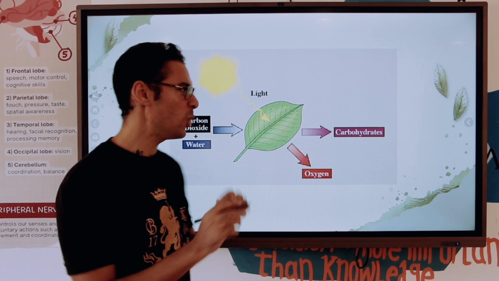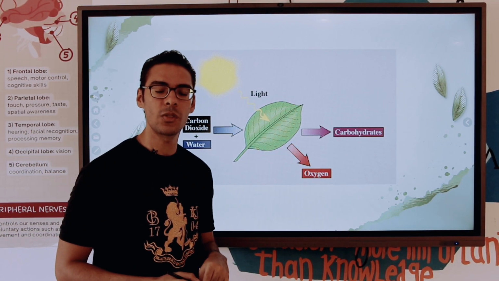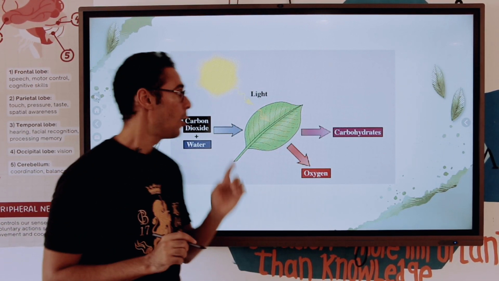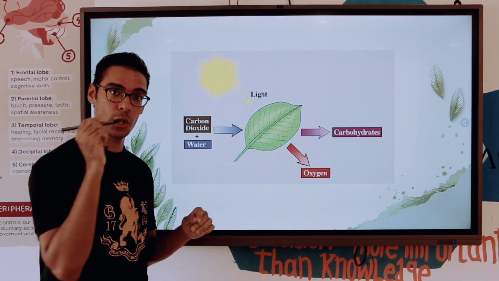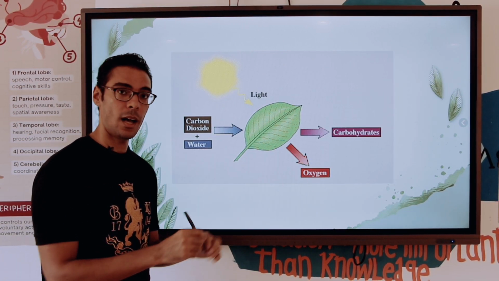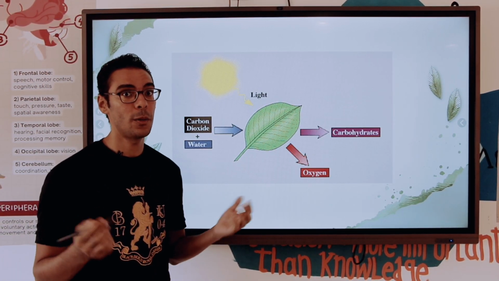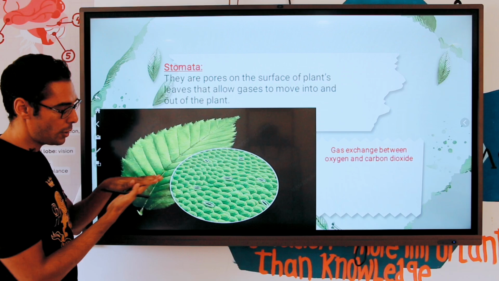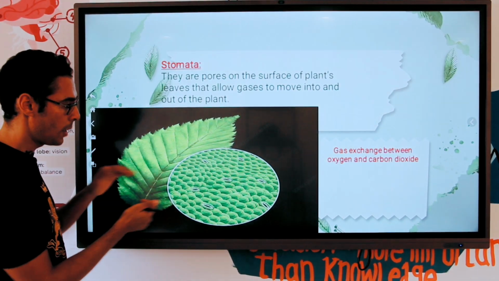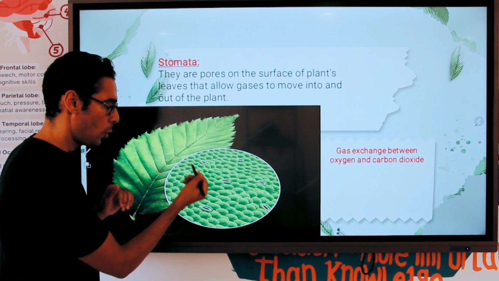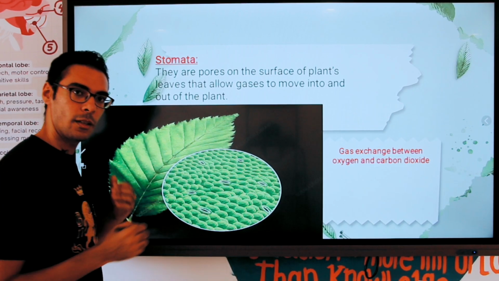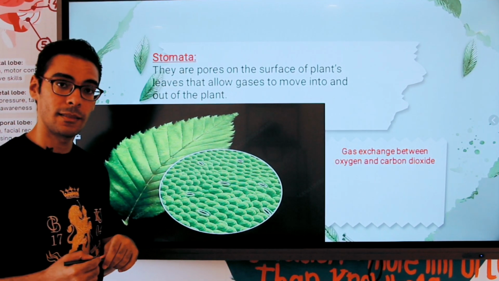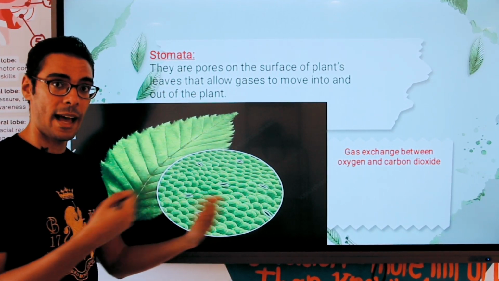Actually, we need to look deeply inside the leaves to see what's inside them. What allows the carbon dioxide to go in? What allows the oxygen to come out? So let's zoom in. And now let's watch that. Here is the structure of the leaf. At the lower surface of the leaves here, we can find these tiny holes. The tiny holes there are known as stomata that allow the air to go in and out.